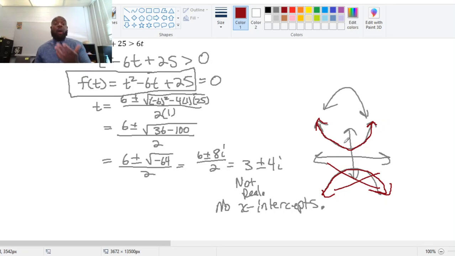Now, with that being said, my goal is to find all of my real values that make this statement right here true. If I am looking for the input values that make my function t squared minus 6t plus 25 greater than 0, and my function is completely above the x-axis, then it works for every single value of t. So my solution here is actually -infinity to infinity. I can plug in any number because I know I'm opening upward, completely above the x-axis, because I have no x-intercepts, and so I'm done there.